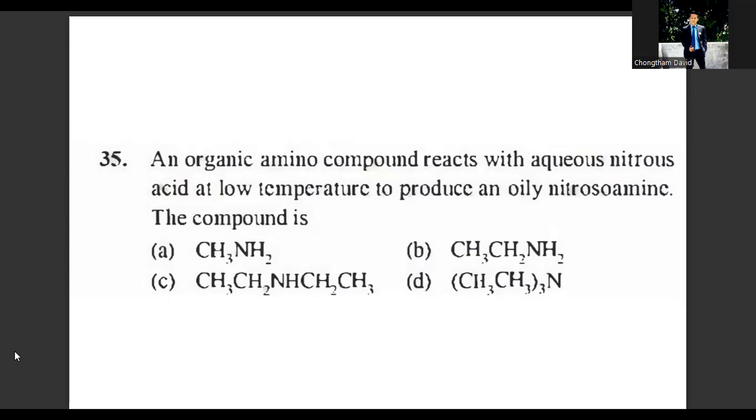Since the amino organic compound on reaction with nitrous acid at a low temperature produces an oily nitrosamine, the organic compound is usually a secondary amine. Secondary, not aromatic, it should be aliphatic. So which is the answer for this question? You have to find the secondary amine. This is primary, this is primary, this is tertiary. So option C will be the correct answer for this question.